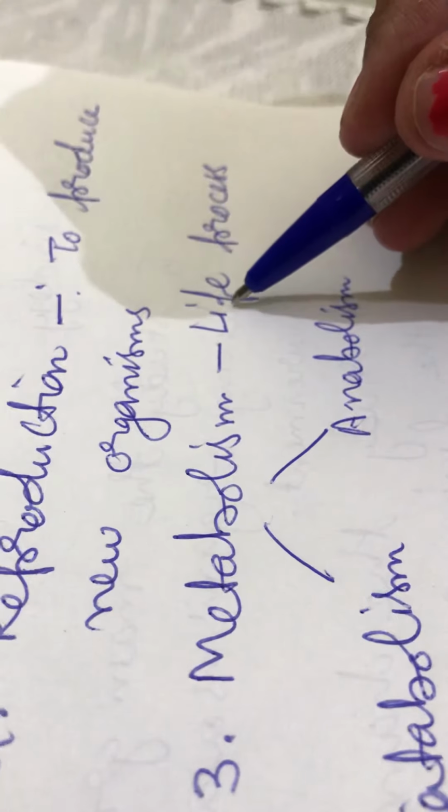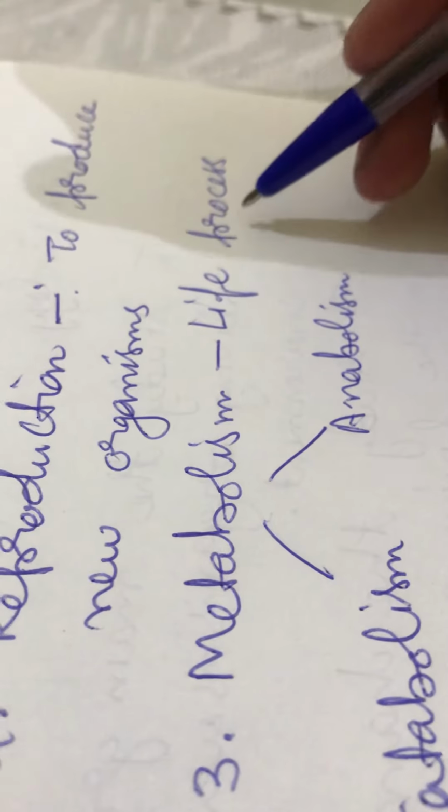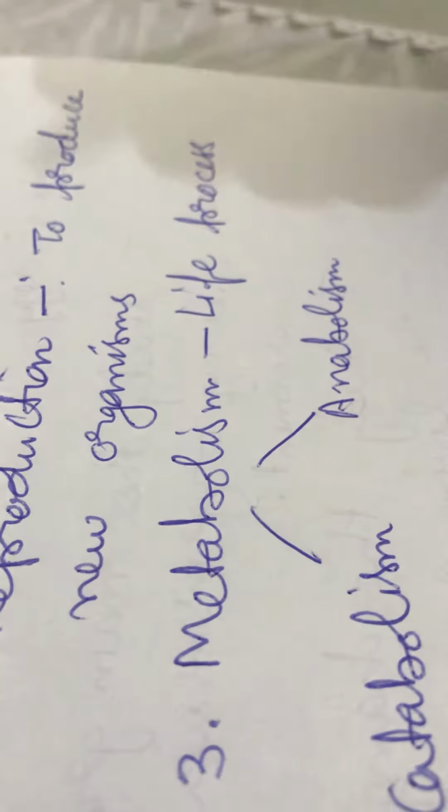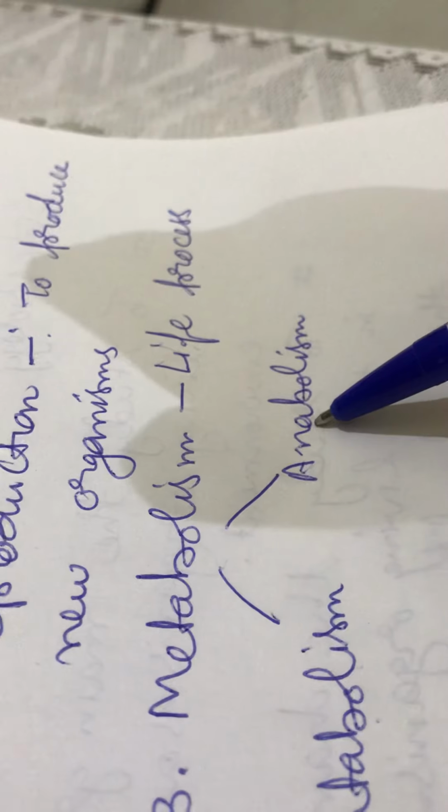Metabolism is life processes, as you have studied in the previous class, 10th class. Life processes include respiration, circulation, digestion, excretion, etc. These are included in the life processes. Life processes are further divided into two types of metabolism: catabolism and anabolism.